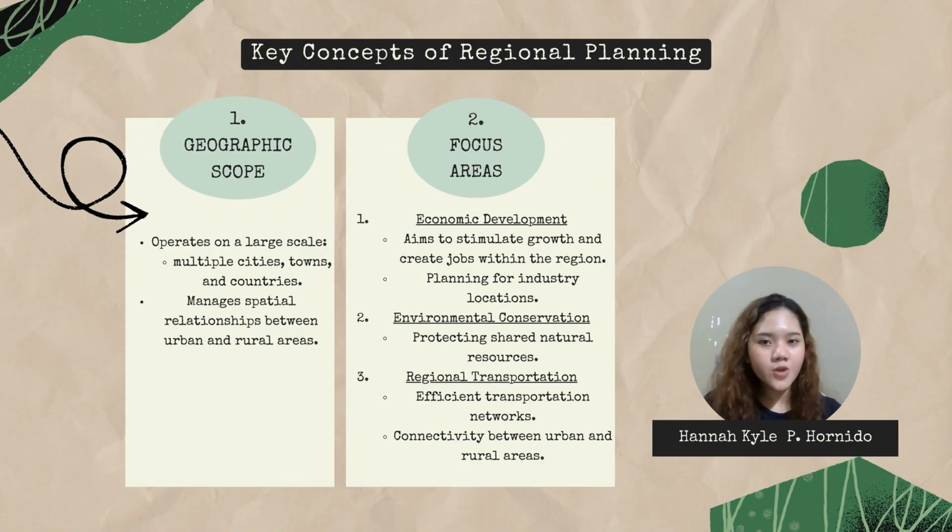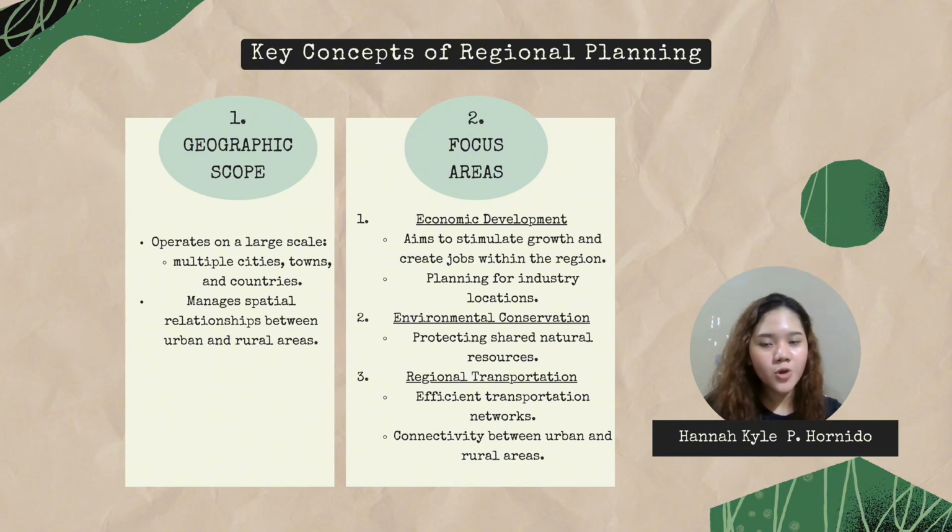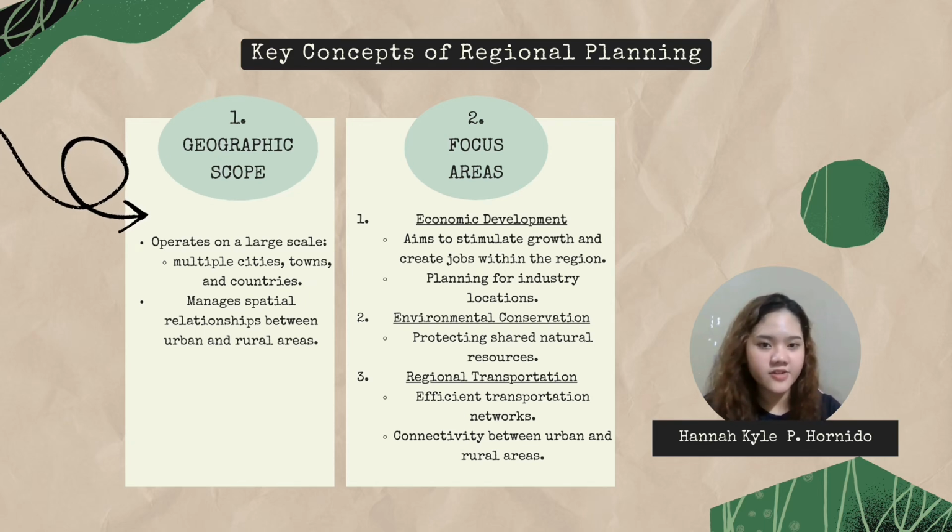Let's break down some key components of regional planning and environmental planning services. The geographic scope of regional planning operates on a large scale, often encompassing multiple cities, towns, and even countries. Unlike urban planning, which focuses on a single city, regional planning manages the spatial relationships between urban and rural areas. This means planners analyze how cities interact and share resources, and ensure that growth in one area benefits the entire region.